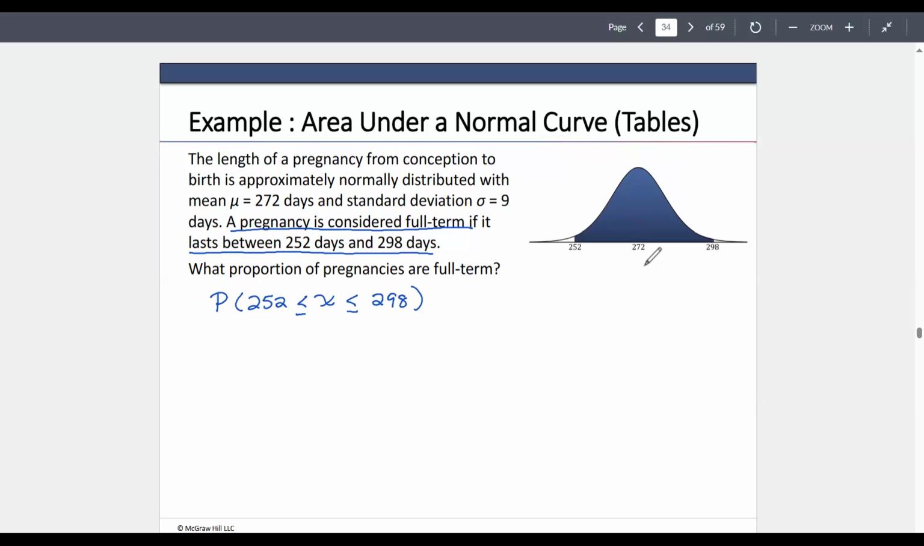Okay. So we need to go through that same process again. We need to find Z-scores. So I need a Z-score for 252, and I'm going to need a Z-score for my 298. So not really much has changed here because we still have that same mean of 272 days and a standard deviation of 9 days.